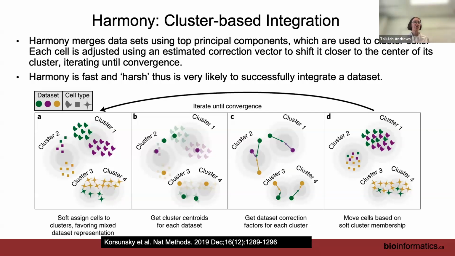It's considered a harsh or strong method, so it will almost always successfully integrate your data. However, if you have cell types that aren't found across all of your data sets, it will do the next best thing. It will still try and find a cluster that spans all over your batches, so it might make mistakes and force cells that aren't the same cell type to cluster together if a cell type is completely missing from one of your batches, as I showed previously with our data set where that happened.